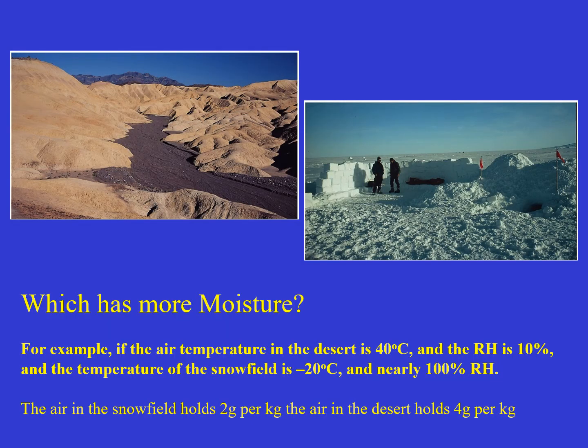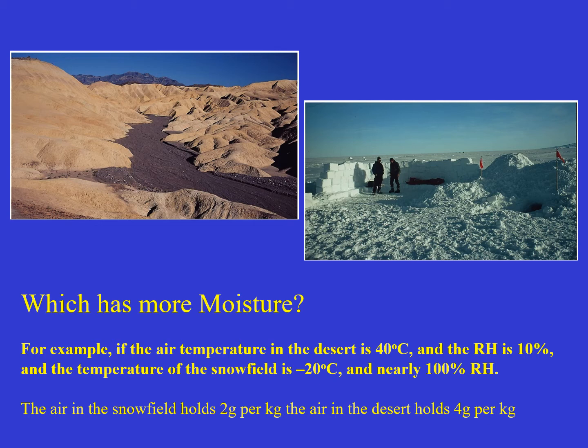Okay, good question here. Which of these locations has more moisture, or is holding more moisture content in the air? We have a desert on the left and what is probably the North Pole or Arctic Circle on the right. Question: if the air temperature in the desert is 40 degrees Celsius and the relative humidity is 10%, but there in the snow field, it's much colder, negative 20 degrees Celsius, but the relative humidity is nearly 100%.